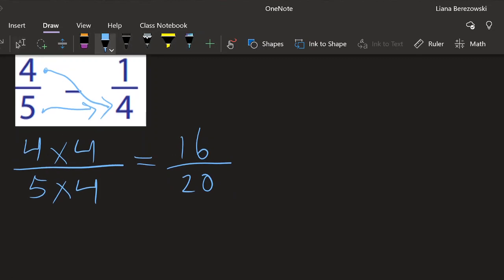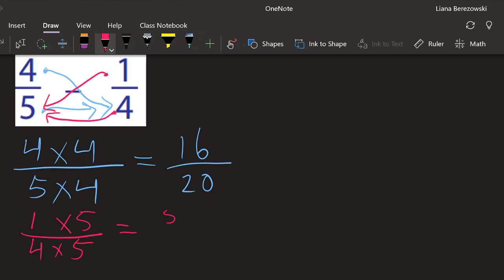Now we're going to do the same thing for the other fraction, so we'll switch colors here to make it more obvious. We're going to take the numerator of 1/4, which is this 1, and multiply it by the denominator of our other fraction, so we end up with 1 times 5. Then we'll do the same thing for this denominator. We're going to multiply 4 by this 5 as well. Then we do that multiplication.